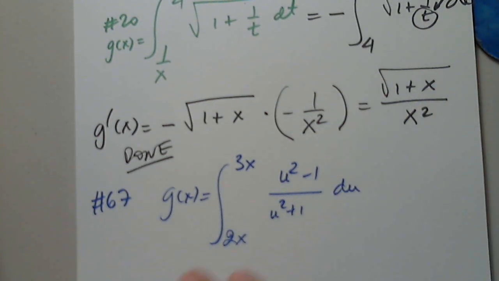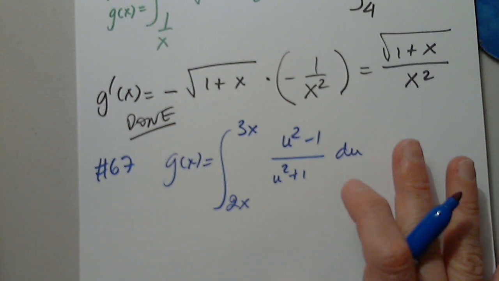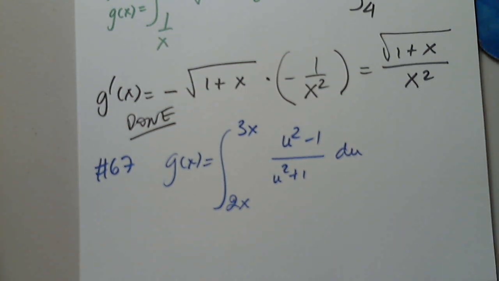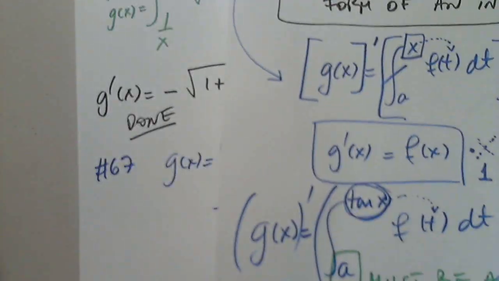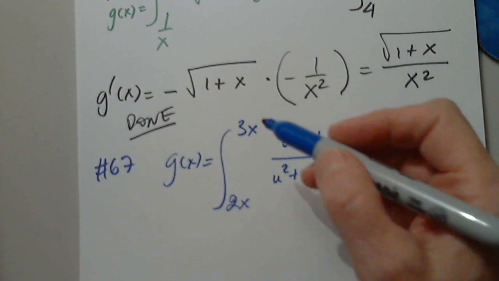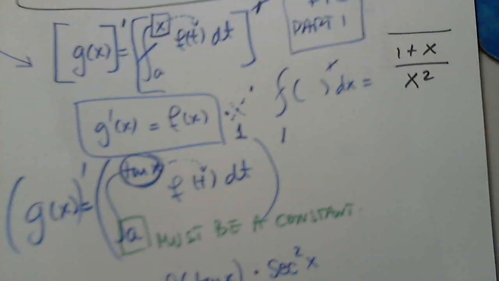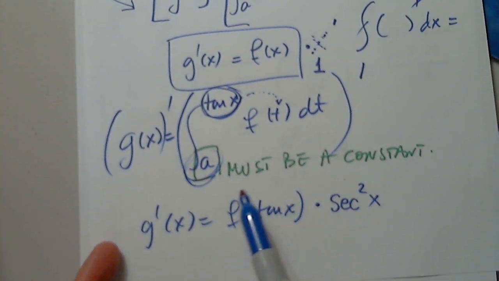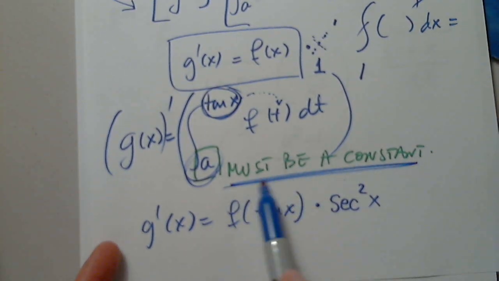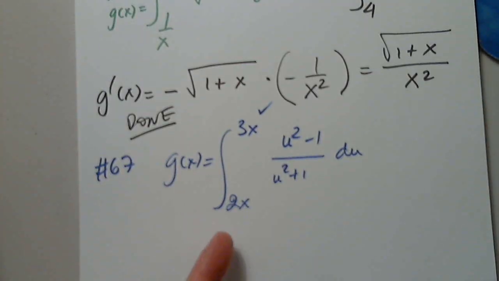Okay, I cannot differentiate this. Why? Because the requirement is, this can be anything, I don't care. But the requirement is that I will not be able to differentiate unless the lower limit is a constant. So this needs work before I'm allowed to differentiate it.